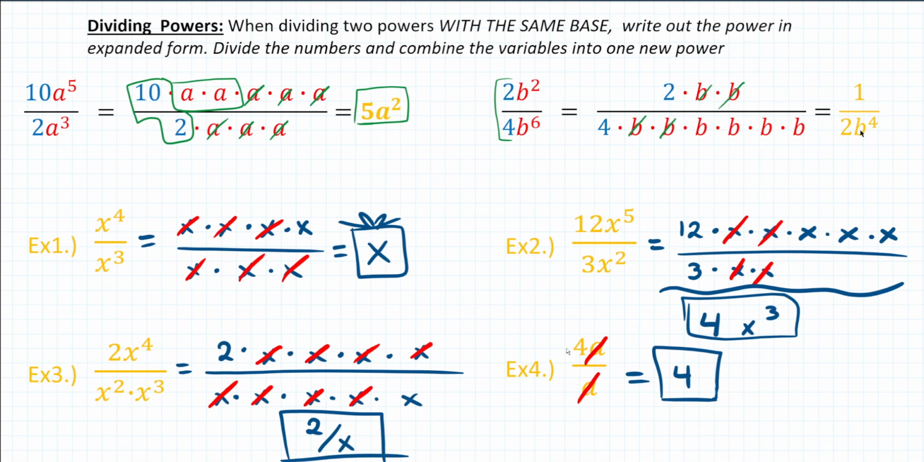All right. Hopefully, again, you're seeing that dividing powers really not that tricky either. Just rewrite it in expanded form. Eliminate common variables. Eliminate those common letters. And then divide the coefficients. 12 divided by 3. 2 divided by 1, technically.